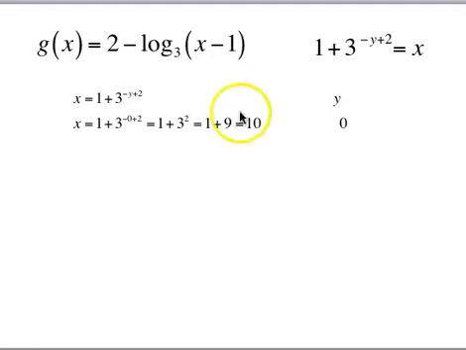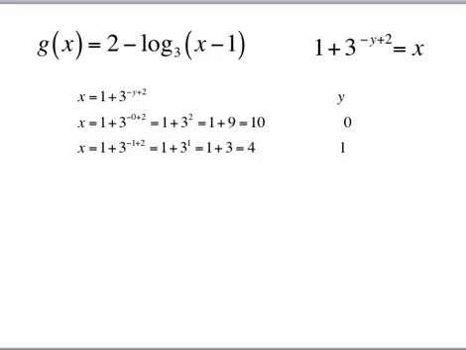If y is 0, plugging in 0 here, 1 plus 3 to the negative 0 plus 2, which is 1 plus 3 to the second. 1 plus 9 is 10. So x is 10 when y is 0. Next up, we're going to change y and find out what x is. If y is 1, we're going to replace that y with 1, 3 to the negative 1 plus 2. So 1 plus 3 to the 1. 1 plus 3 is 4. So our next point is 4, 1.